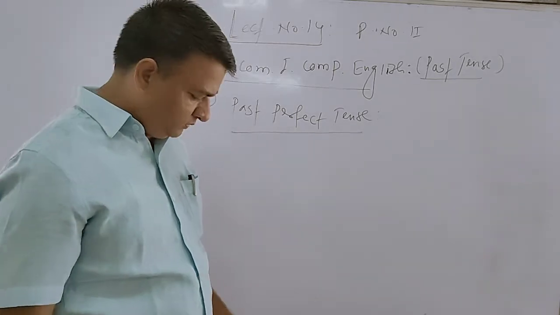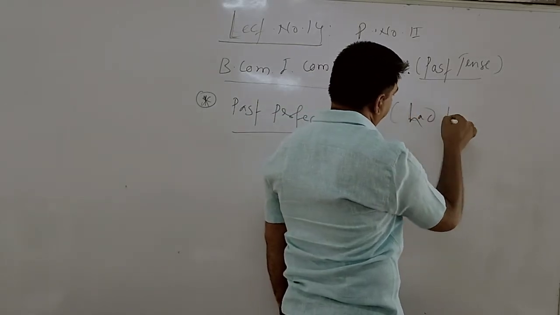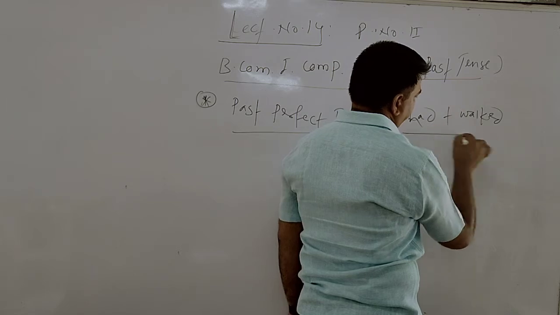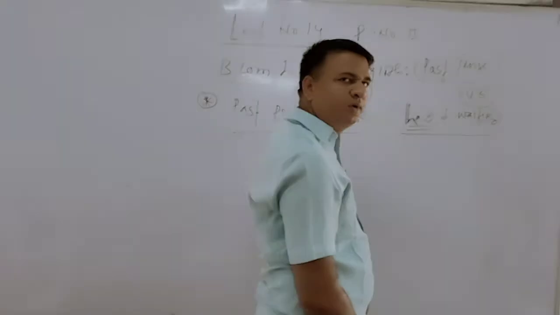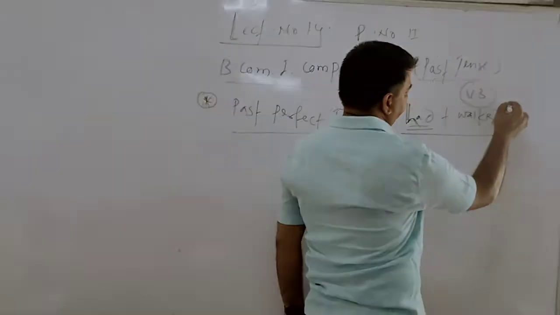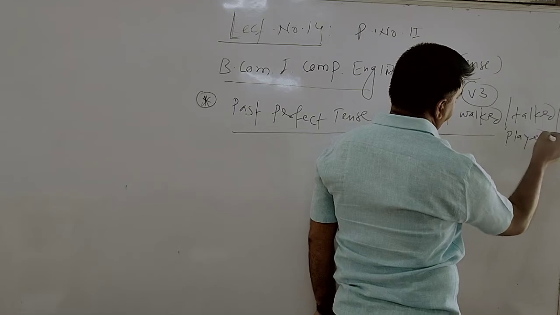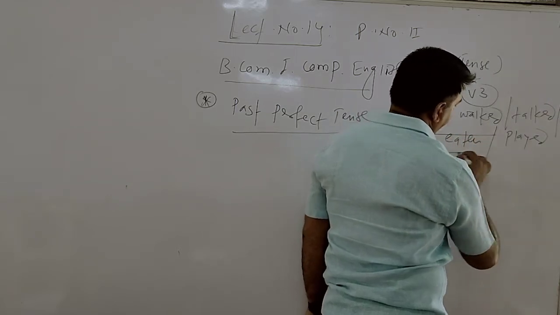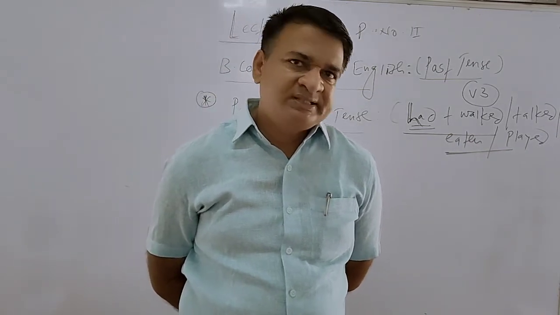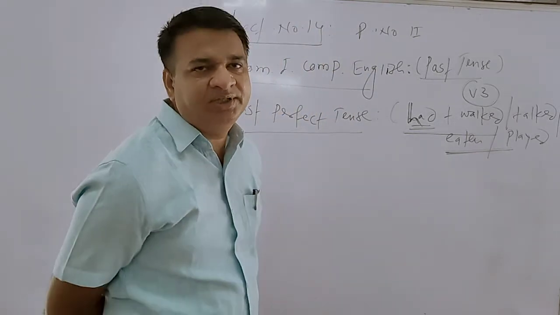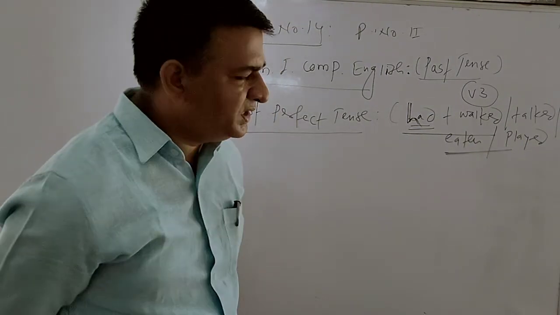For example, the structure of this past perfect tense is had plus V3, the third form of the verb. Had walked, talked, or we can say played, eaten. Like this, we can take any verb form which discusses the past actions, meaning the third form, V3. So, past perfect tense is had plus walked.